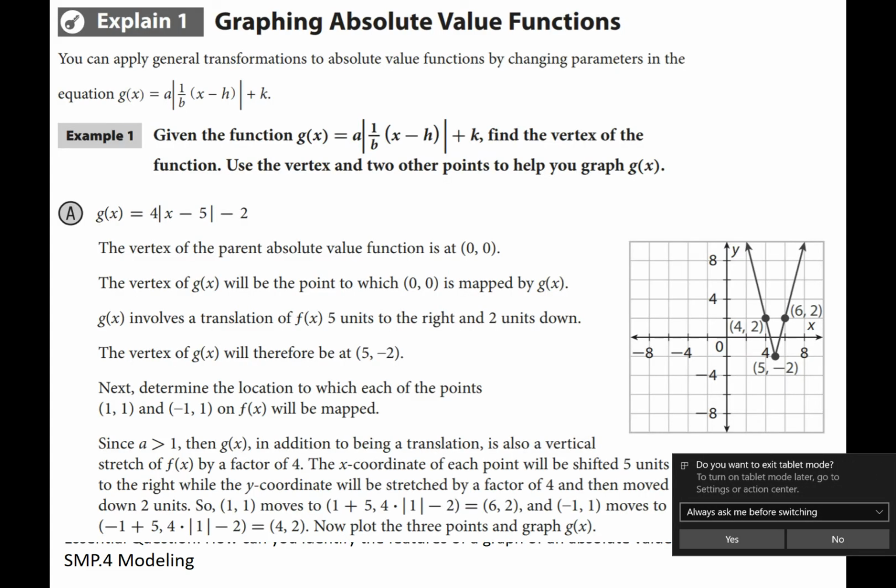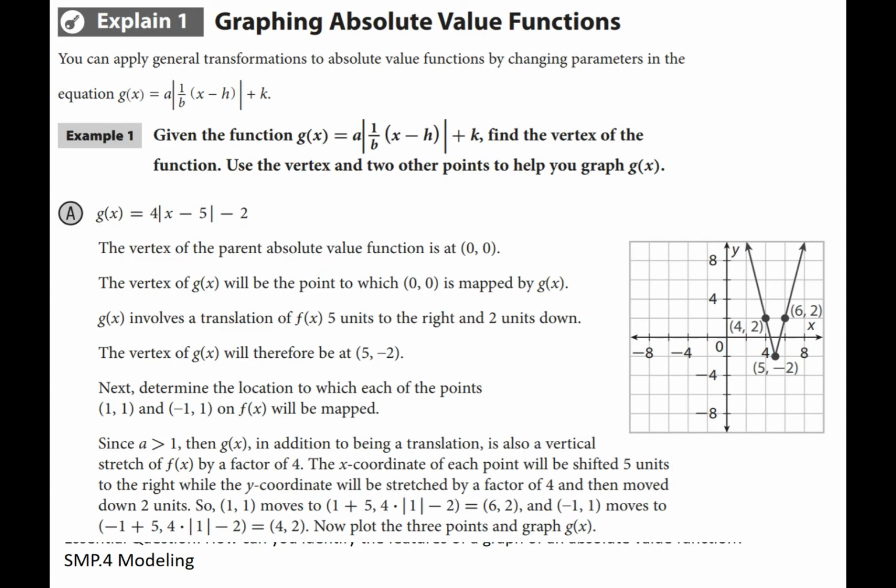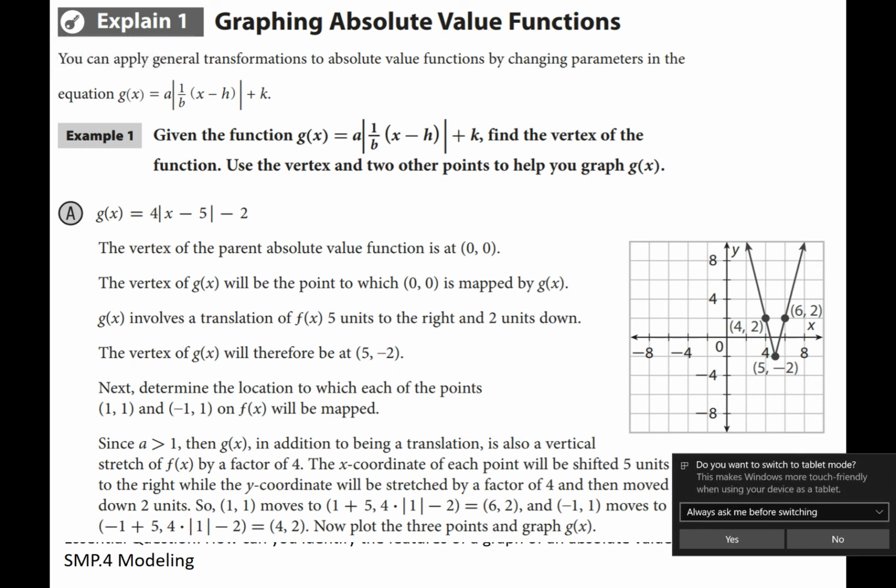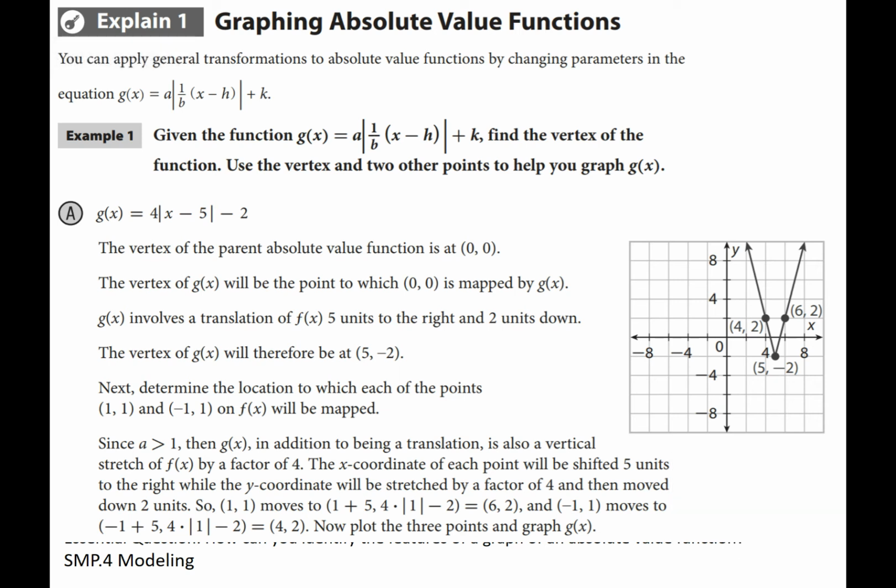Oops. Okay. All right, so we're going to go back to this one here, and we're going to talk through the way they did it, and then we're going to go ahead and highlight. Then I'm going to show you a kind of shortcut here. So we're going to apply general transformations to absolute value terms by changing the parameters in this equation, which we just talked about. The vertex always comes from h, k.